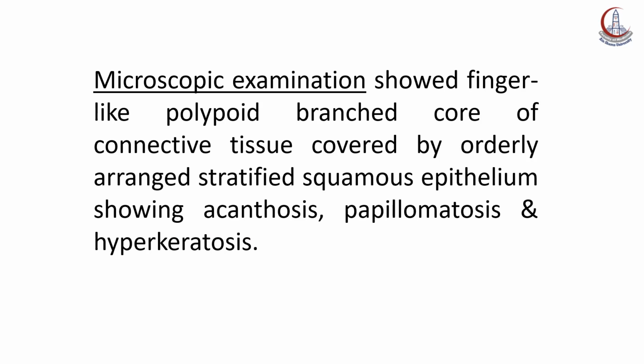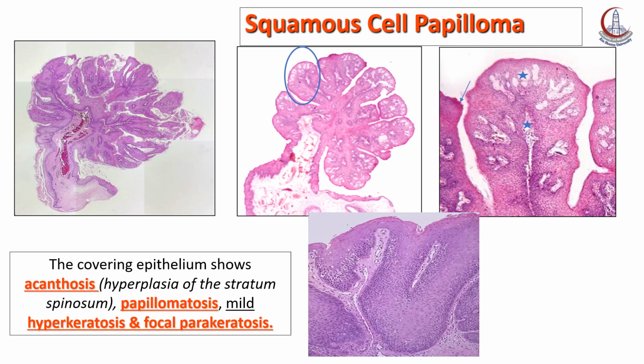The microscopic picture of these masses showed finger-like polypoid branched cores of connective tissue covered by orderly arranged stratified squamous epithelium showing acanthosis, papillomatosis, and hyperkeratosis. So what is your diagnosis? The diagnosis is squamous cell papilloma. This is a microscopic picture of squamous cell papilloma. This is the connective tissue core, covered by squamous epithelium, finger-like, with acanthosis, papillomatosis, and parakeratosis.